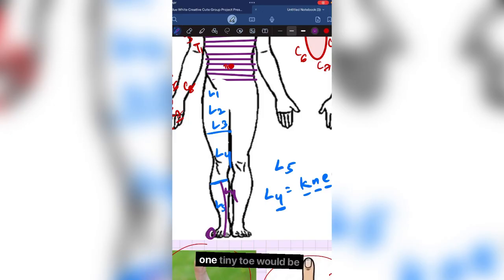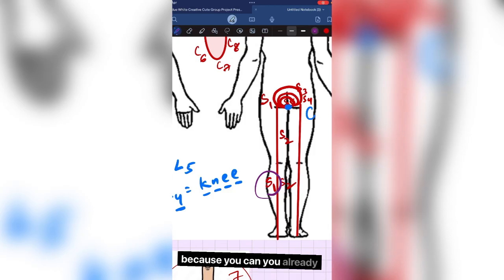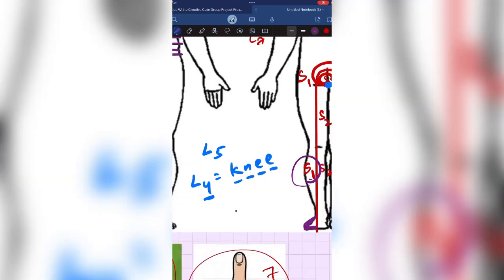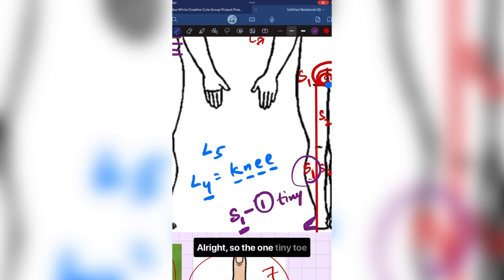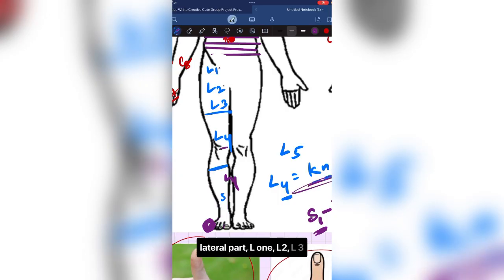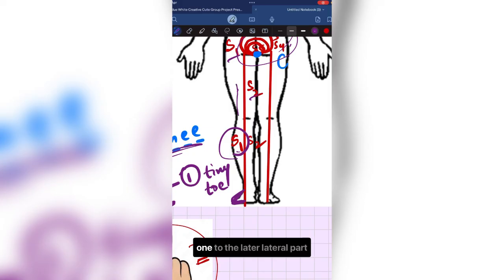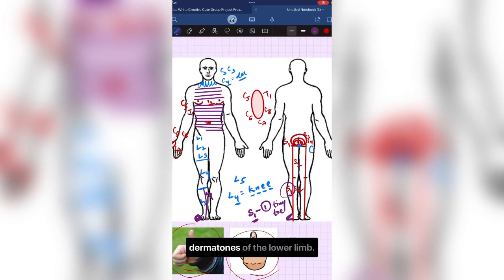Just remember that this one tiny toe would be supplied by the S1 area because you already know that S1 supplies to the lateral. S1 is going to supply to the one tiny toe. Alright, so the one tiny toe is going to be supplied by S1, L4 knee, L5 to the lateral part, L1, L2, L3 on top, and this one is S1, S2, S3, S4 and S5. Alright, so just remember S1 to the lateral part of the leg and S2 to the medial part of the leg. Now this is all about the dermatomes of the lower limb.